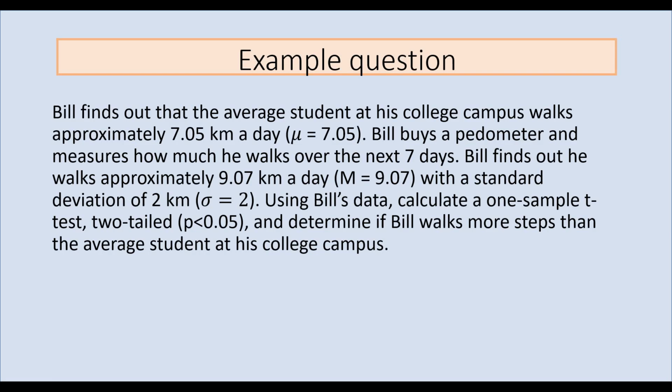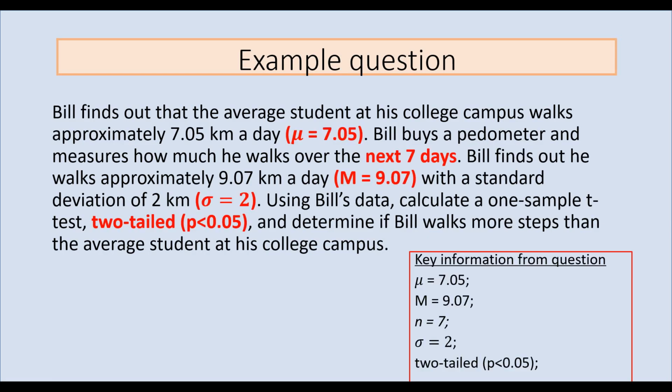So right away, you should see that all the information is provided for you within the question. It's just a matter of using this information to calculate the one sample t-test. So here I'm going to highlight some of the key elements that you'll need in order to answer the question. Number one, we have the population mean of 7.05. The idea here is that college students at this college campus walk approximately 7.05 kilometers a day.